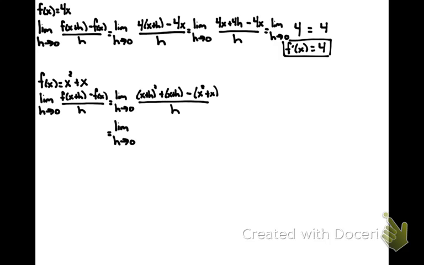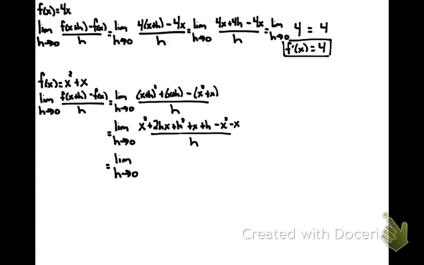we'll have the limit as h goes to 0 still. x plus h quantity squared is x squared plus 2hx plus h squared plus x plus h minus x squared minus x. And this will all be over h. Simplifying further, we've got the limit as h goes to 0.